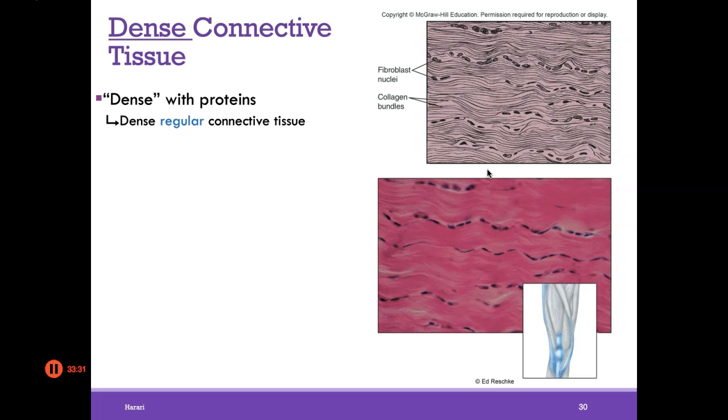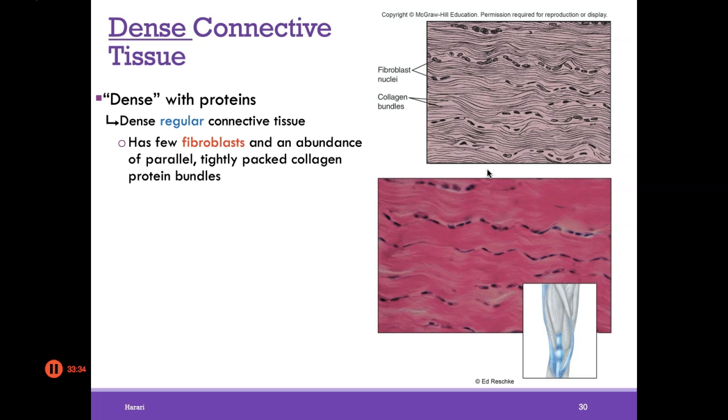Okay? So dense regular connective tissue has very few fibroblast cells and an abundance of parallel, tightly packed collagen protein bundles. So let me explain. They have a lot of collagen fibers, and these collagen fibers are arranged in bundles that are arranged parallel to each other. Right? So the parallel arrangement of fibers is very, very important because we see dense regular connective tissue in tendons and ligaments.